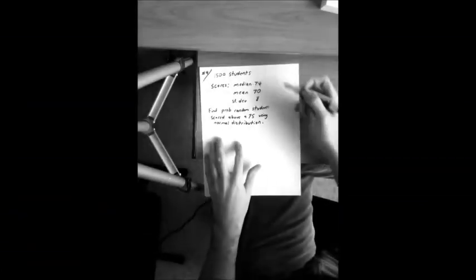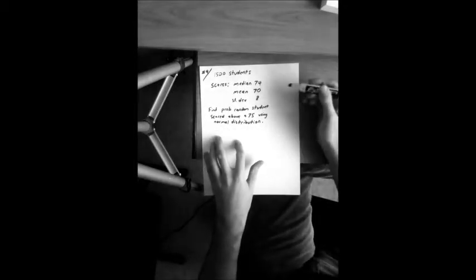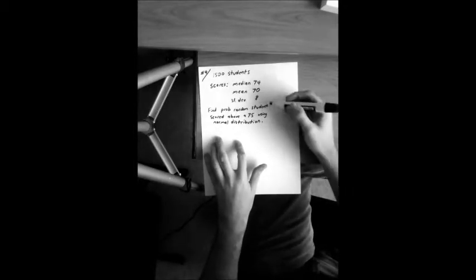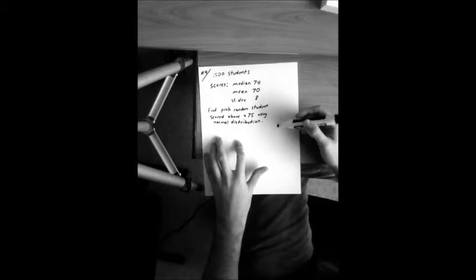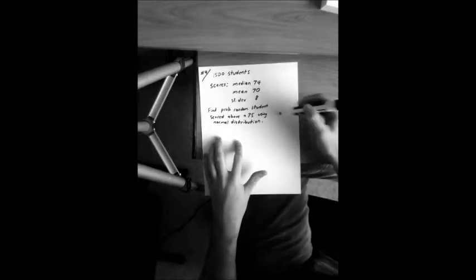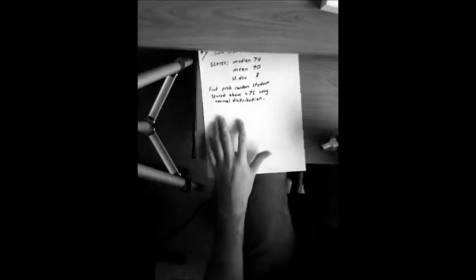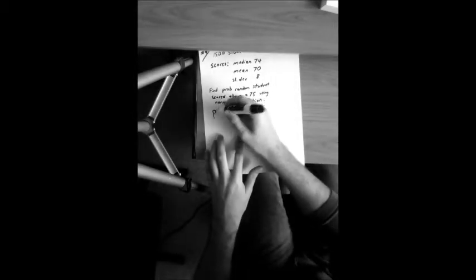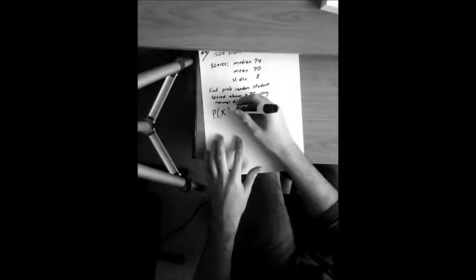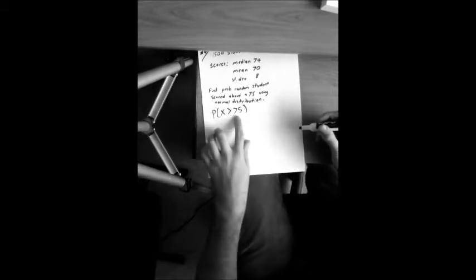So we're given that 1,500 students took this exam. The median is 74, the mean is 70, and the standard deviation is 8. Find the probability that a student chosen at random scored above a 75 using the normal distribution. So we want precisely this, the probability that X is above 75, that our one student has scored above a 75. Okay, so we do this in the normal routine.